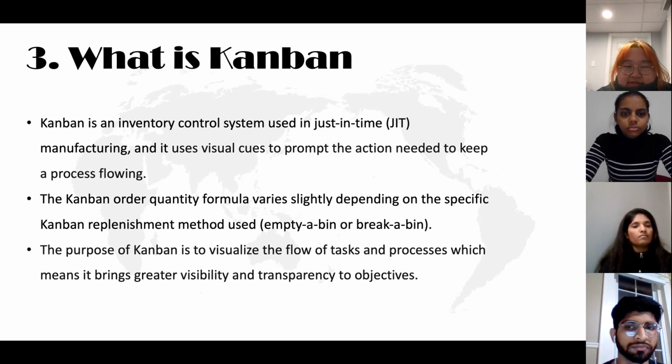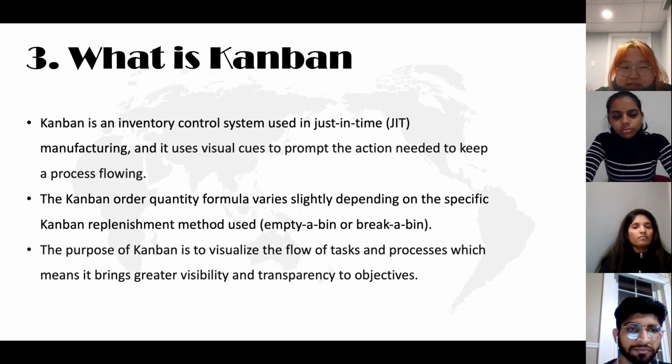So Kanban is an inventory control system used in just-in-time manufacturing, and it uses visual cues to prompt the action needed to keep a process flowing. The Kanban order quantity formula varies slightly depending on the specific Kanban replenishment method used: empty a bin or break a bin. The purpose of Kanban is to visualize the flow of tasks and processes, which means it brings greater visibility and transparency to objectives. Now my friend will talk about examples of using Kanban.